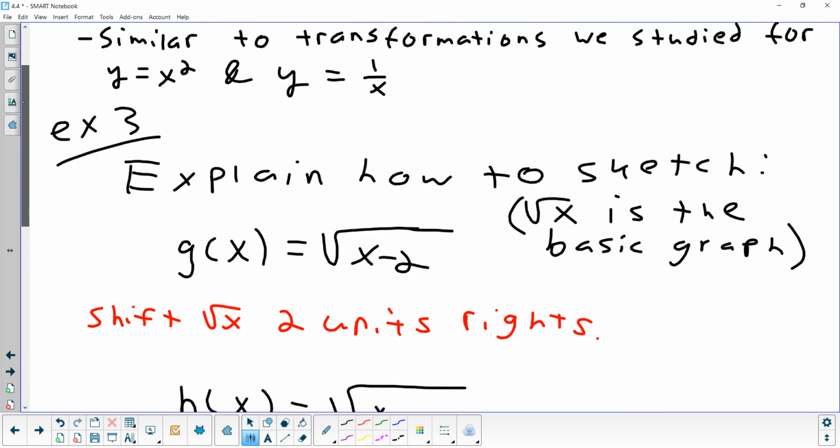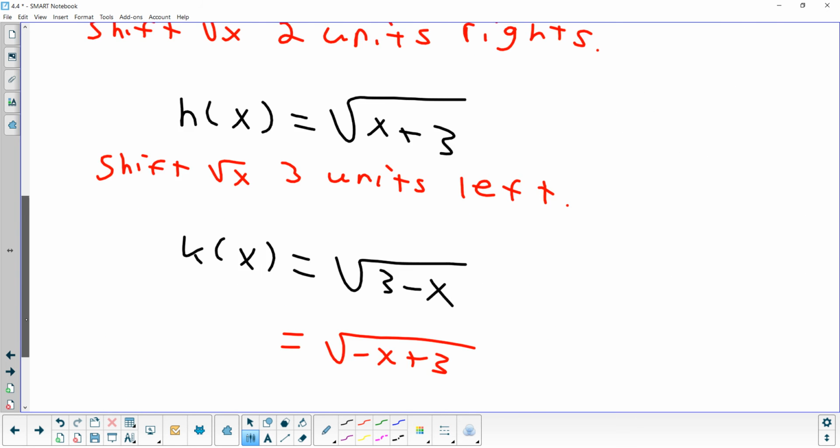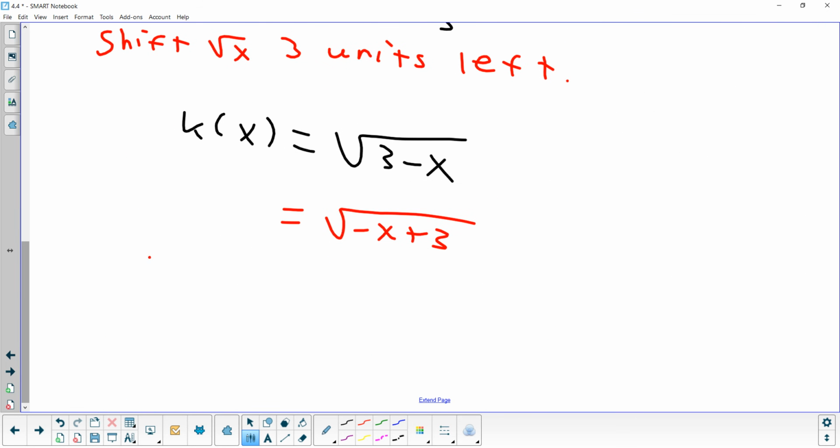Now, the reason I wrote A, B, C, D is because that tells you the order when you have multiple transformations. So, what would we do first on this one? Yeah. Horizontal shift 3 units left. So we would shift 3 units left, just like the plus 3 up there.